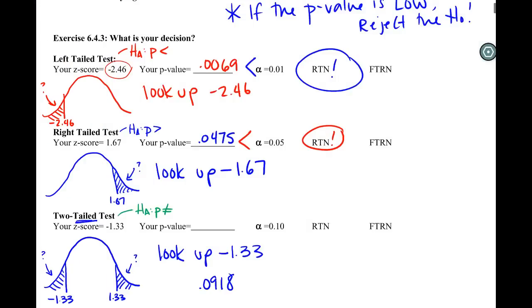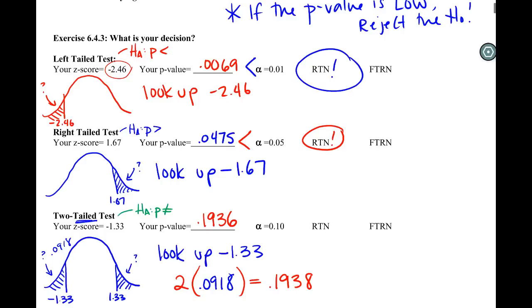Now I did not write that down as my p-value because it's not. We are doing a two-tailed test, which means I just found this, but I also cared about the above, right? So I need to actually take this and multiply it by 2 and get 0.1936.